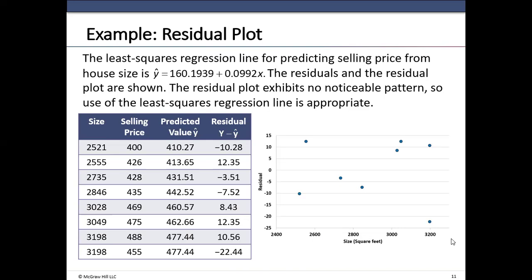Then press zoom, which is the third key in the extreme top row of keys, zoom and 9. And you will see the same residual plot that you see on the screen over here on the PowerPoint. What do you notice? As X increases, there is no particular pattern. Okay. The residual plot exhibits no noticeable pattern, so use of least square regression line is appropriate. So again, residual plot is the residual value versus the X value, and we don't want to see any particular pattern there.